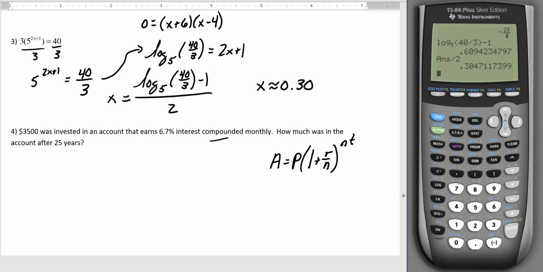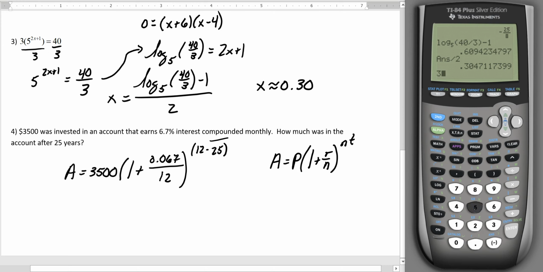So P is the initial amount, so I would say A equals 3,500 times 1 plus R, 6.7 as a decimal, so that would be 0.067 over N, the number of times compounded. Monthly is 12. To the 12 times how many years? 25 years. 12 times 25. And this we can just put in our calculator.